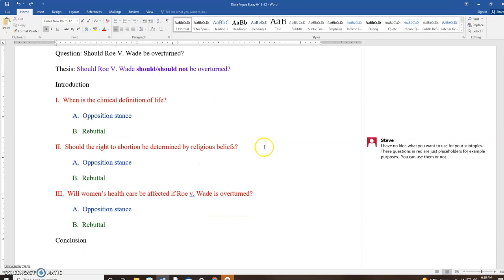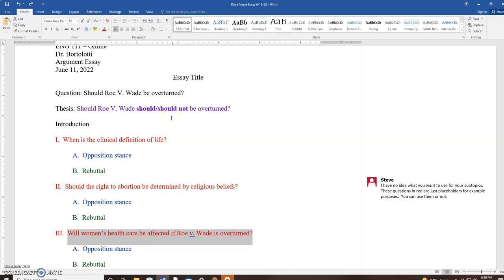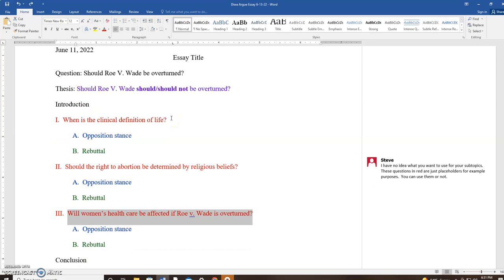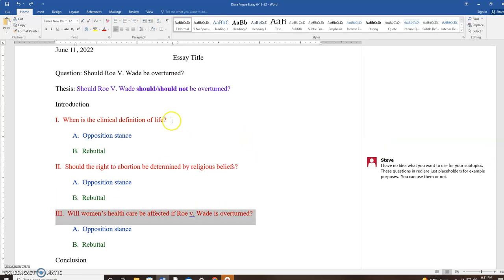Then what I've done for each of you is I've tried to give you ideas of what to use for your subtopics. Now, I have not done any research on any of the topics that you guys have submitted to me, and I've not done any research on Roe v. Wade. I have my opinions on Roe v. Wade, but I do not include them in this example. But what I've done here is color code in red your subtopics. And the subtopics are 1, 2, and 3. And this is going to be in the form of questions.